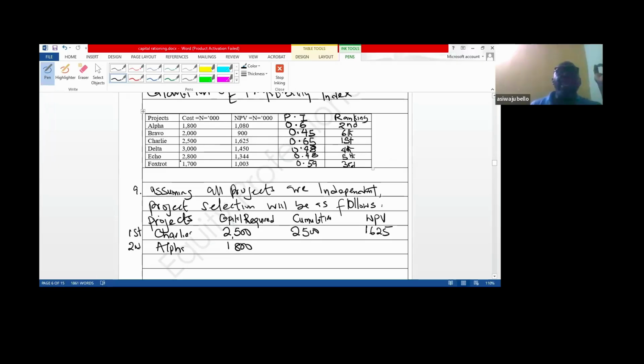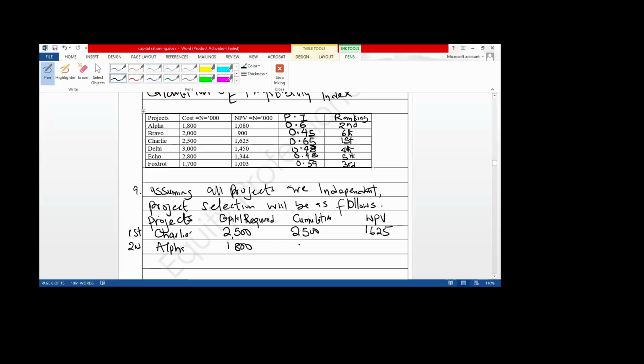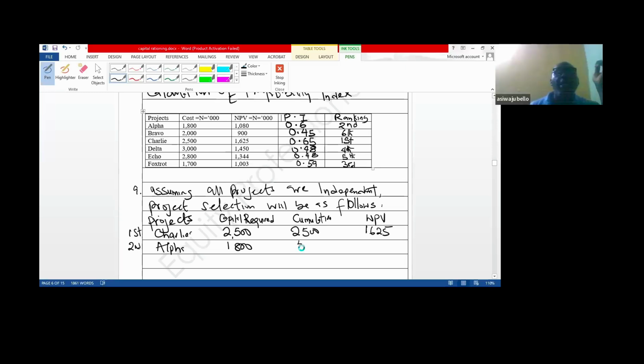Project Alpha, second ranking, cost 1,800. Cumulative 2,500 plus 1,800. What do we have? That's 4,300. NPV of project Alpha 1,080.